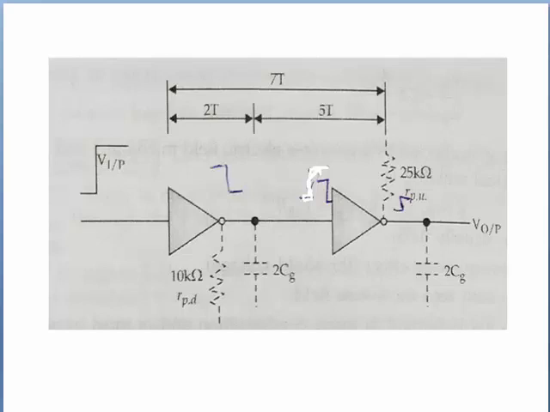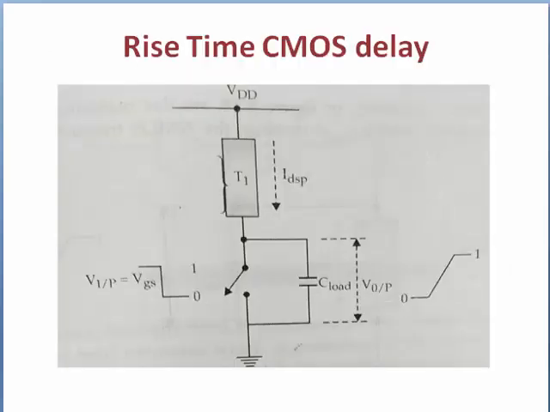Third is rise time. Rise time is the time during transition when the output switches from 10% to 90% of the maximum value. And last one is fall time. Fall time is the time during transition when the output switches from 90% to 10% of the maximum value. So this is about the propagation delay. Now there are basically two estimations of CMOS inverter delay. First is rise time CMOS delay and second is fall time CMOS delay. First is rise time CMOS delay.